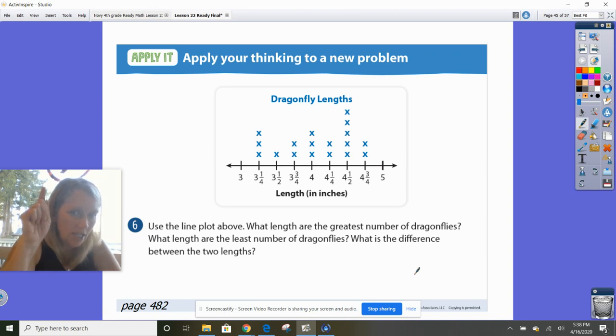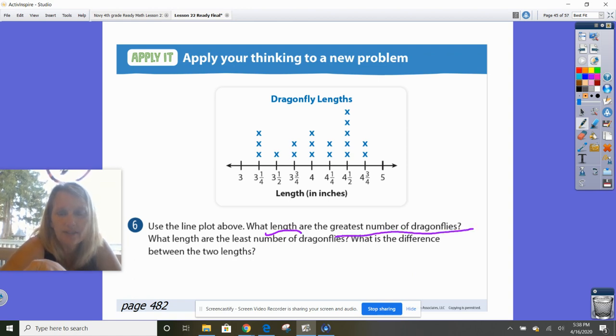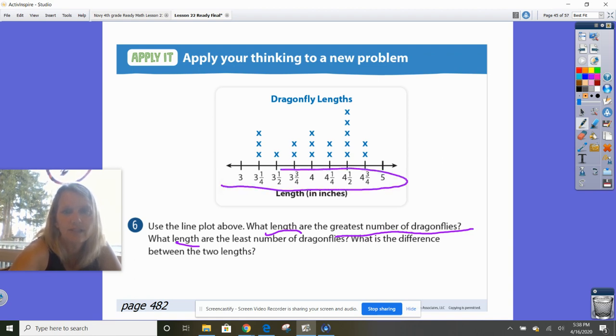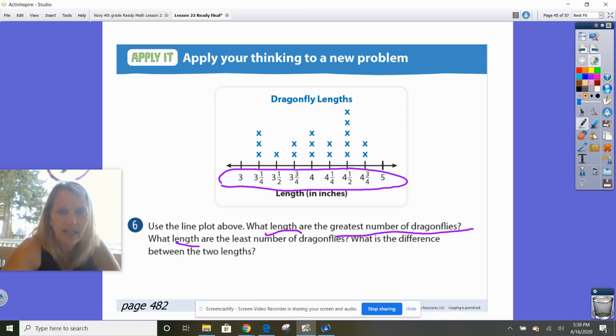Be careful here. They want us to know what is the length of the greatest number of dragonflies. And what is the length? So we're going to give an answer. We're going to give one of these because it's asking, what is the length? So we're going to give one of those numbers. Why? Because it says, what's the length? What length are the greatest number of dragonflies?